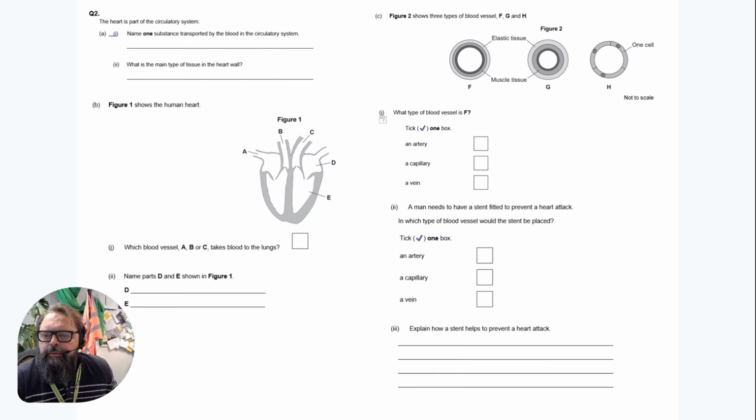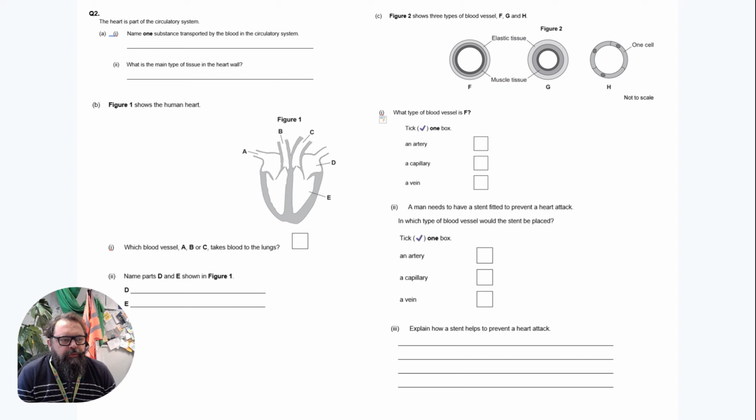Okay, question 2 is about the circulatory system. So that's the heart and all your blood vessels. And part A is asking you about a substance transported by the blood. So think everything that you need in your cells has to be transported around your body in your blood. And the main things that you need are glucose from your digestive system and oxygen. So both of those substances would be good answers here.